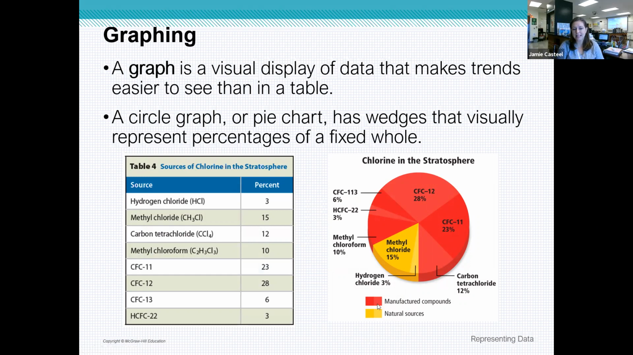Notice they also break it down into manufactured compounds, so compounds that we have made, like synthetic compounds, and then the natural sources of chlorine in the stratosphere that are breaking down that ozone as it interacts. So, big problem here, we're making all of this stuff.